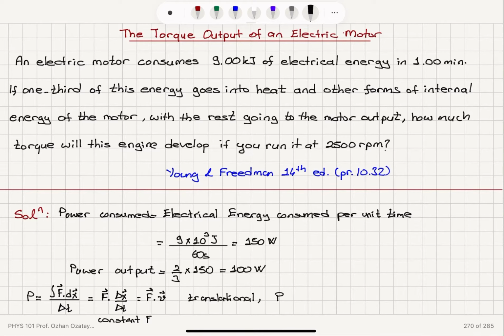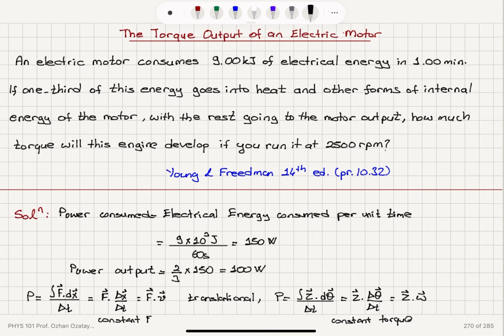Now, if we have rotation, the work done by the torque is equal to integral torque dot d theta per unit time divided by delta t. And if we have a constant torque, this will be equal to torque dot delta theta over delta t, which will be equal to torque dot omega. So now this is when we have a constant torque.